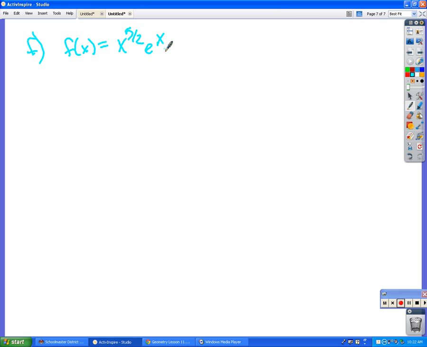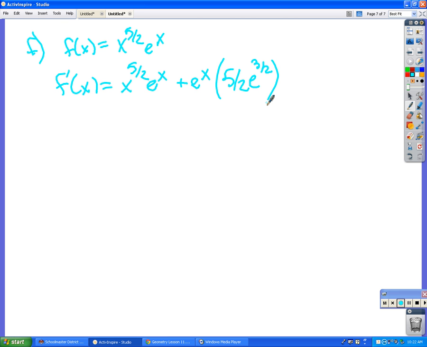All right, and then last one, product rule. First one times the derivative of the second, plus the second times the derivative of the first. Subtracting 3 times negative something. 5 halves minus 1 is 3 halves. Oh, that's not an e. Yeah, that's good.